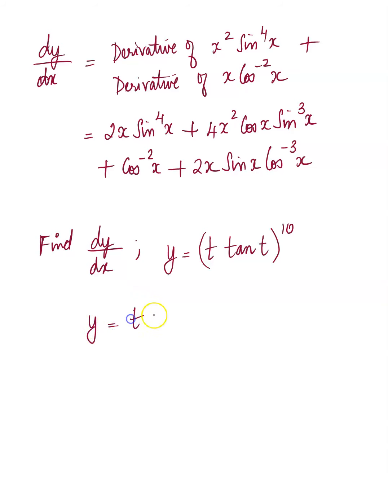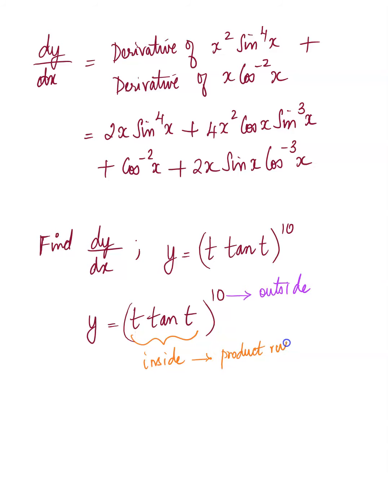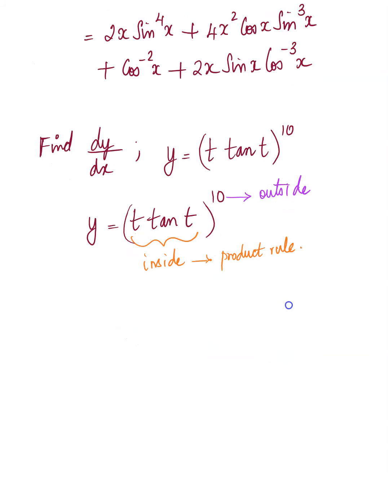Y equals t times tan t. Okay, I hope you can differentiate that. Now what happens is we have the outside, yes, power 10, that is very explicit. And then you have the inside, t tan t. But remember, when you do the inside, you have two things there which are being multiplied. So remember to use the product rule when you take the derivative of the inside.